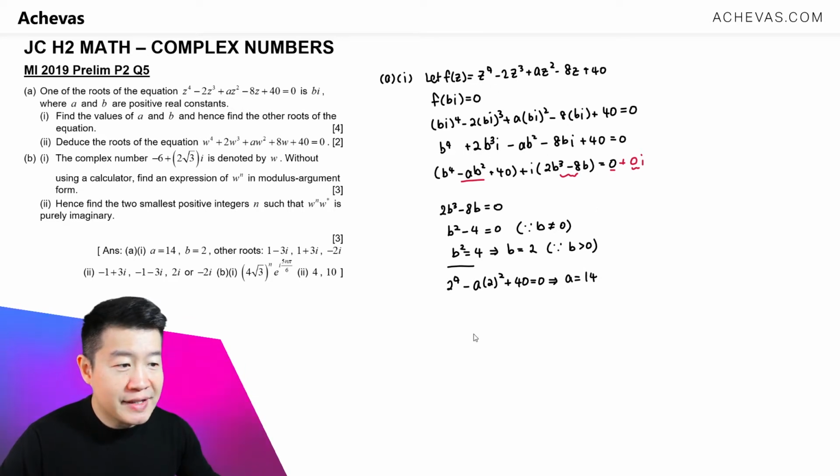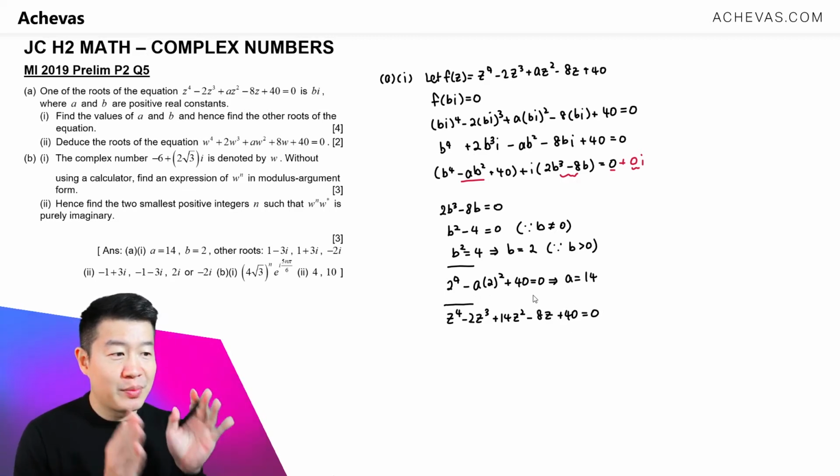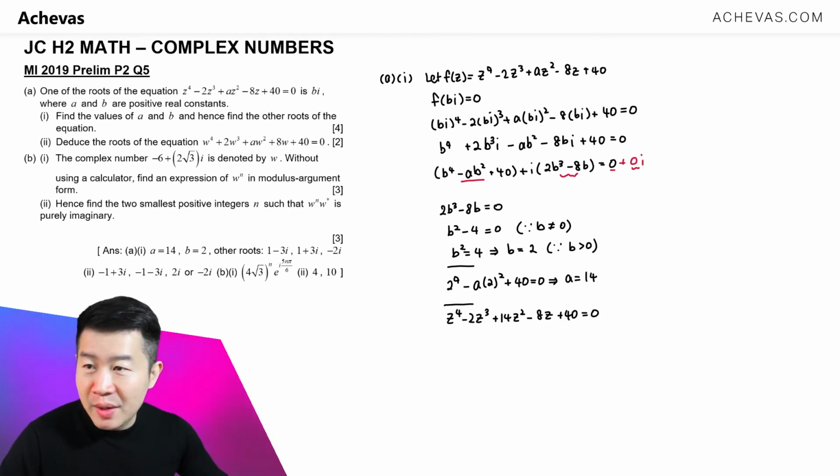And now we know what f(z) is. f(z) is going to be z to the power of 4 minus 2z cubed. A is 14, so plus 14z squared minus 8z plus 40. In the equation, this is going to be equated to 0. And how do you think we can solve this in the fastest possible manner? We will just press this into the calculator. Let me show you what I have from my calculator.